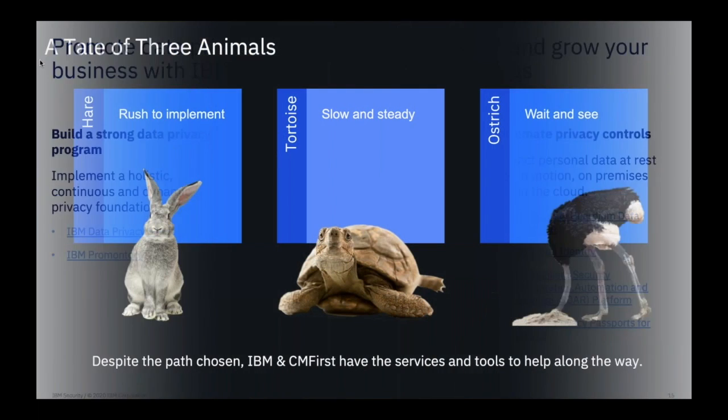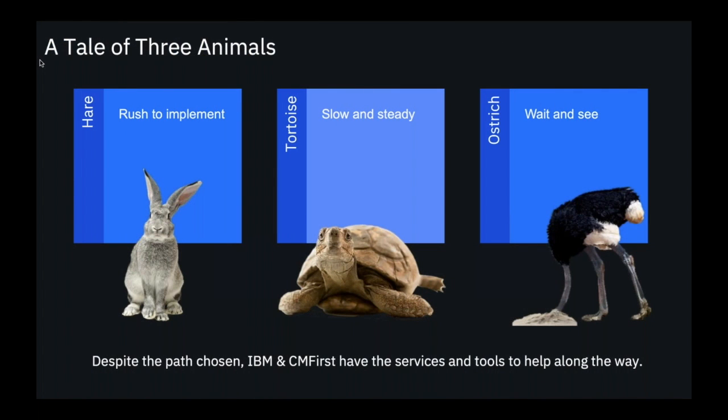And as I shared earlier, you'll see a lot of different patterns to adoption, and none of them are perfect. It can take a significant amount of time to get to a mature privacy program, but it doesn't mean that you can't make it at your own pace. So despite the path chosen, both IBM and CM First certainly have the services and tools to help organizations on this privacy journey. With that, I'll turn it back over to you.